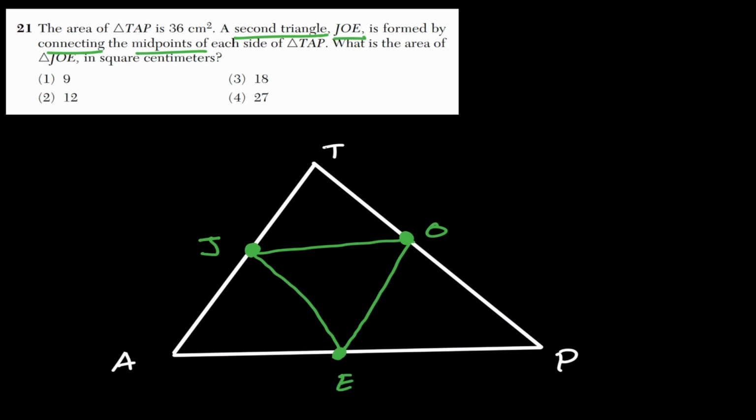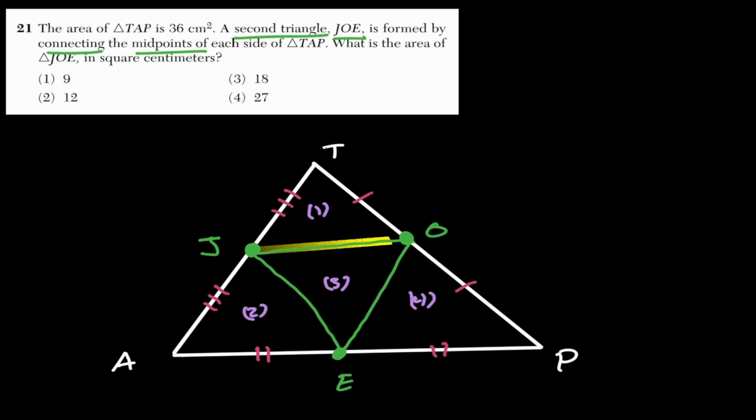Well, because we are connecting the midpoints, then it's fair to say that TO is congruent to OP, EP is congruent to AE, and AJ is congruent to JT. And now notice that we have 4 different triangles. Triangle 1, triangle 2, 3, and 4.